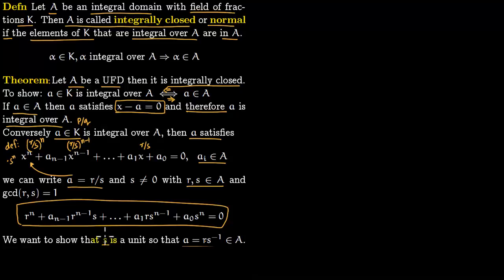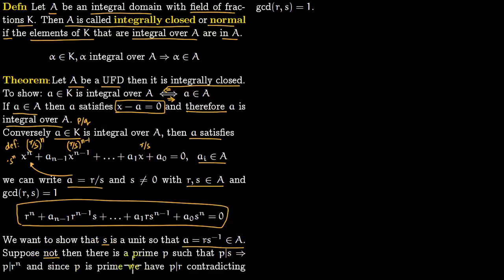We will proceed by contradiction. Suppose s is not a unit, then there is some prime p which divides s. This would imply that p divides r to the n, because you can write r to the n as equal to this entire expression on the right hand side.